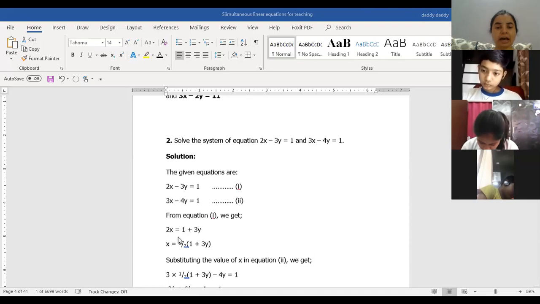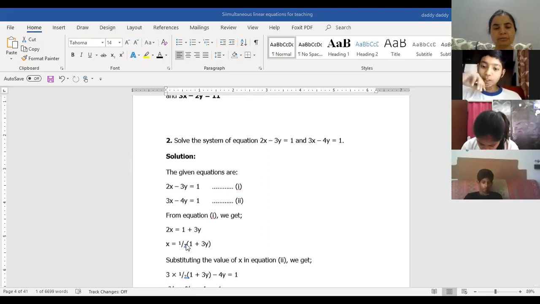Ma'am, why has it become 1 by 2, half? Because what happens to 2 when you transpose it and it goes to the other side? Toshit, 2 is getting multiplied with x. What will happen to it on the other side? Okay, ma'am. It will become half. You understood. I mean, you have to be clear why this is happening. So 2 becomes half on the other side.